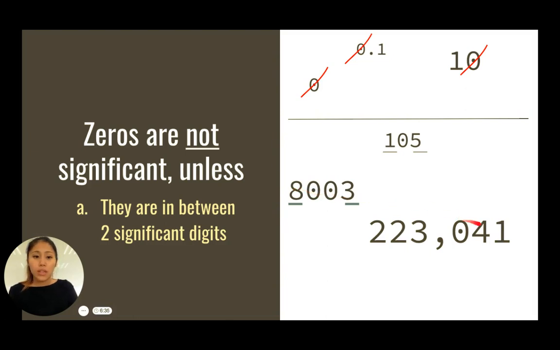Looking at this one, this is also an example of where a 0 is in between 2 significant digits, 3 and 4. So this makes this 0 significant, and we have a total of 1, 2, 3, 4, 5, 6 significant figures.